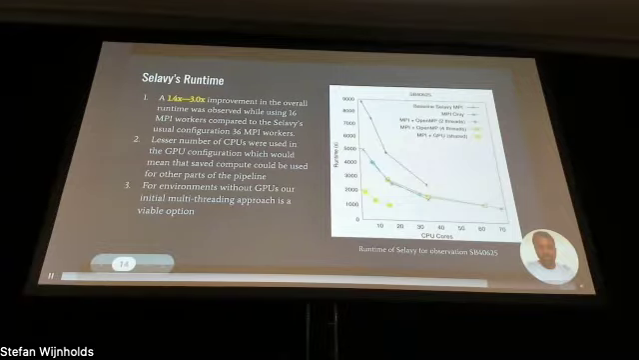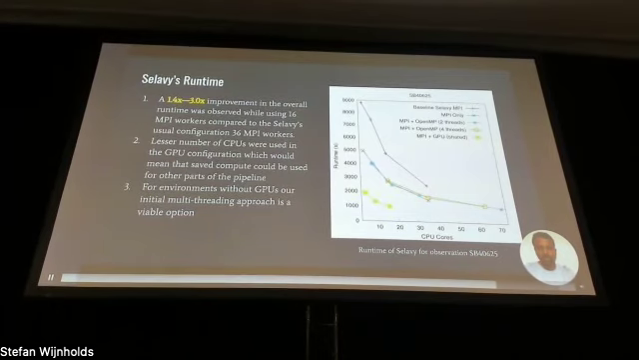Plugging this back into Celebi and using a configuration of 16 MPI workers and a single NVIDIA A100 GPU, we saw a 1.4x to 3x improvement in the overall runtime compared to the 36 MPI worker configuration, with an average runtime of about 20 minutes.